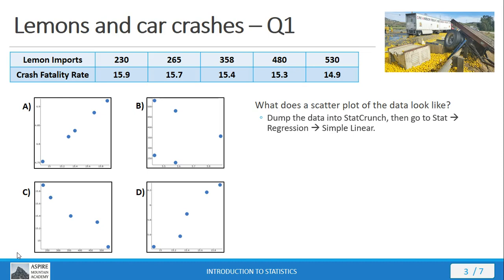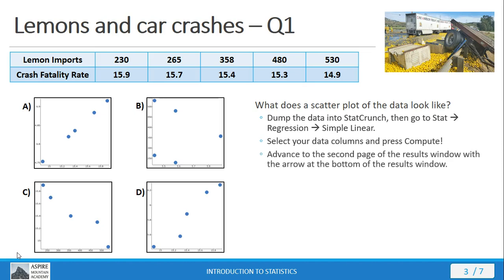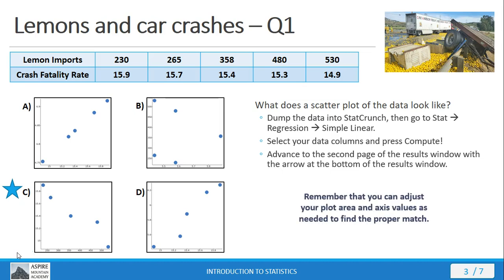So I go to Stat, Regression, Simple Linear, and then in the options window I select my data columns, press Compute, and then I advance to the second page of those results, and I find that the answer here is answer option C. If you want to practice this in StatCrunch, feel free, pause the video, go check it out, see if you can get the same thing. You should be able to pretty easily. Remember, you can always adjust your plot area and axis values as you need to in order to find the proper match with your answer options.